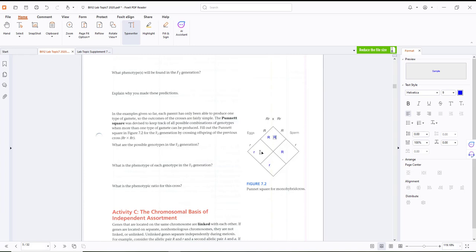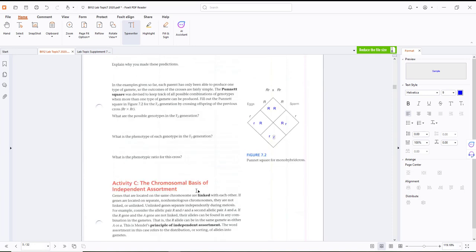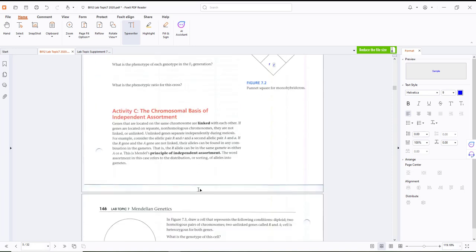Big R, little r, and solve it from there. Okay, so here we have homozygous dominant, here we have two heterozygotes, and here we have a homozygous recessive.